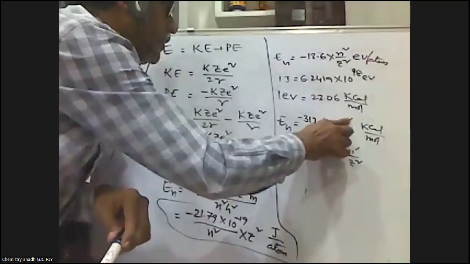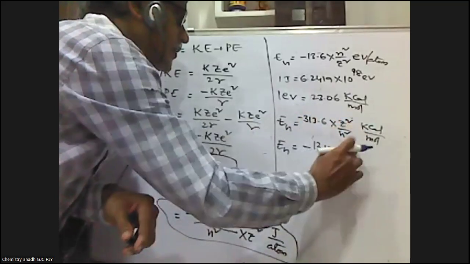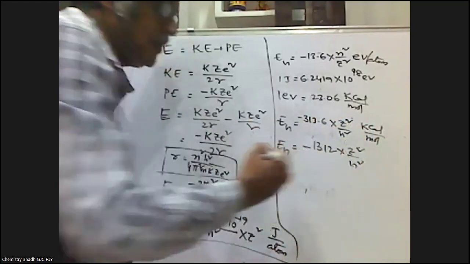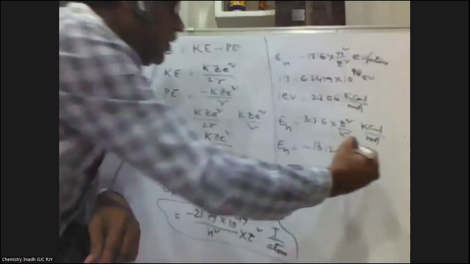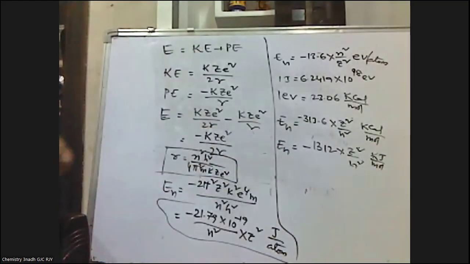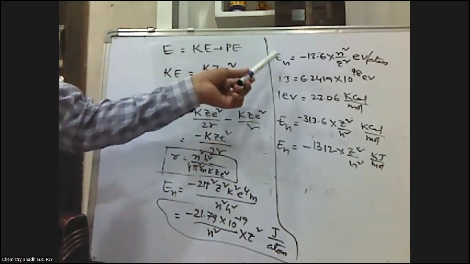N square into Z square by n square. Z square by n square. This is in terms of kilojoule per mole. So these are the energy expressions in various units.